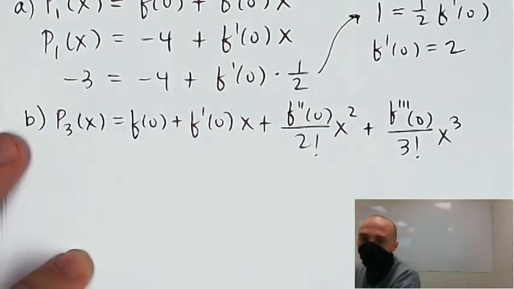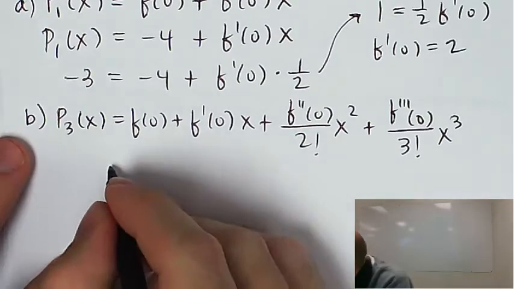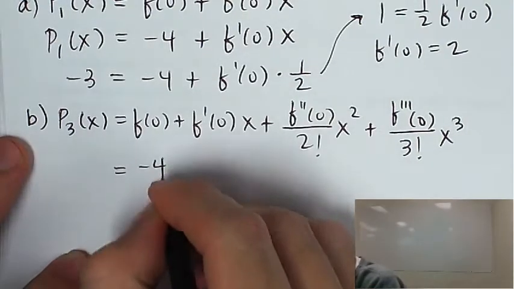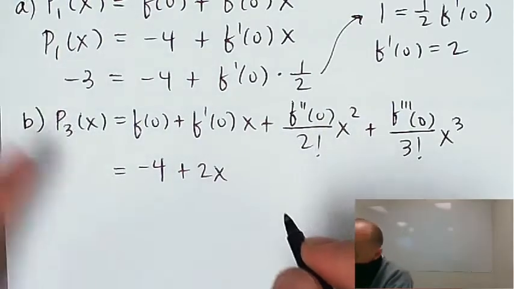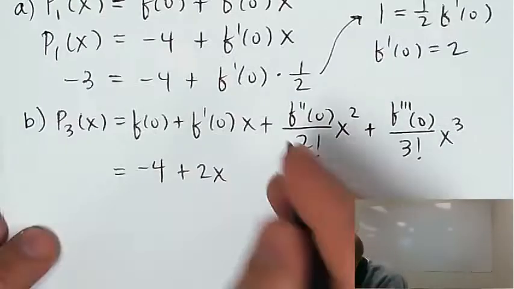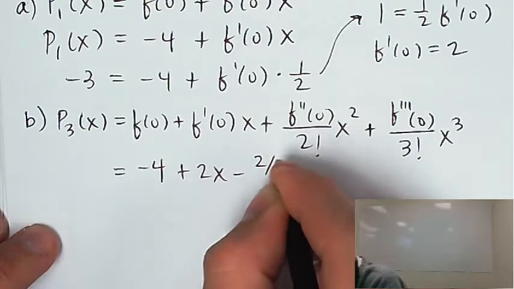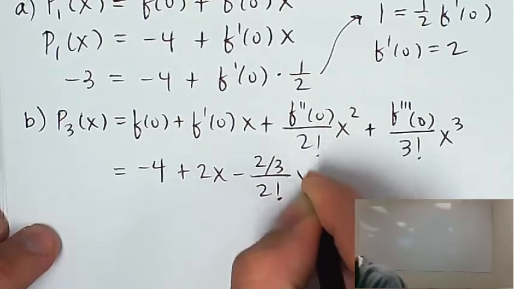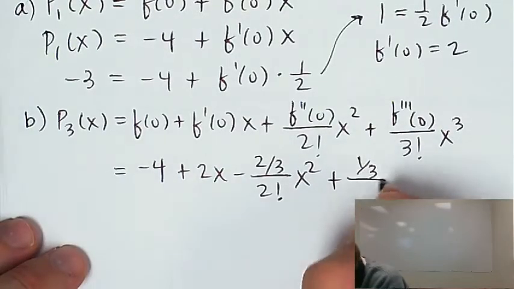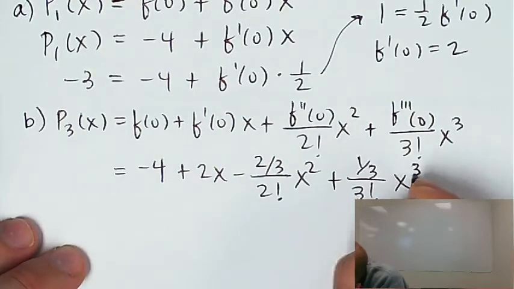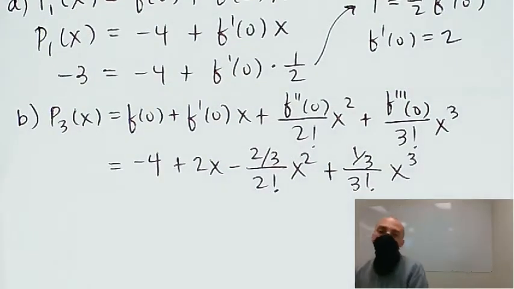And that's P3 of x. Now I need to just go in and replace these with their appropriate numbers. -4, I just found that that's 2. And then f double prime, they said that was -2/3, so -2/3 divided by 2 factorial x squared plus f triple prime is +1/3 divided by 3 factorial x to the third. Now, I worked this problem earlier and made a slight error, and I think it was just carelessness, honestly.